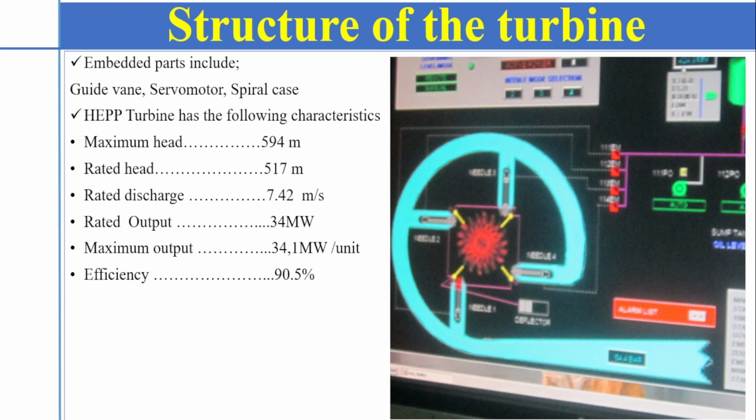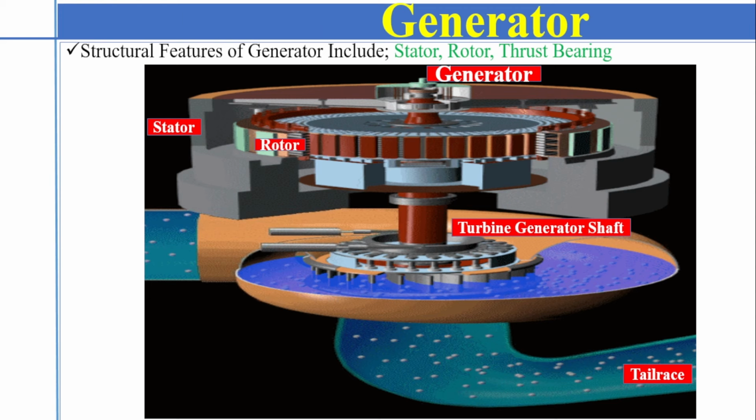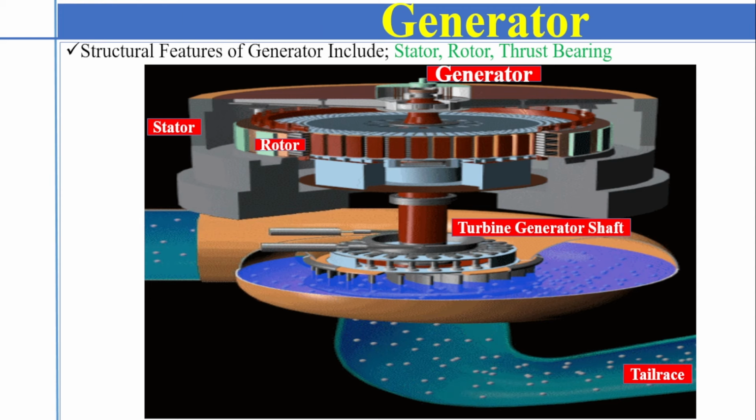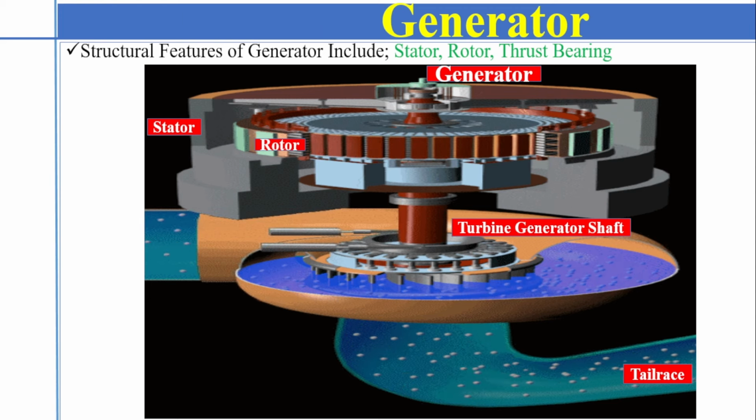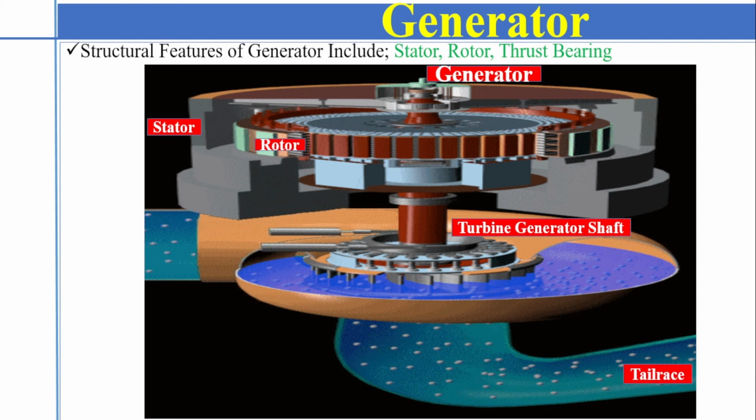This is provided in a control room. We can manage or check the flow of discharge in a tunnel automatically in this control room. These spiral cases contain jet or needle, nozzle, inlet pipe, and other devices. This is the turbine, and next the generator part.